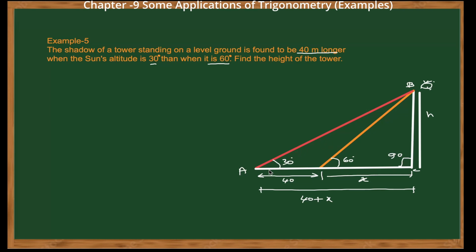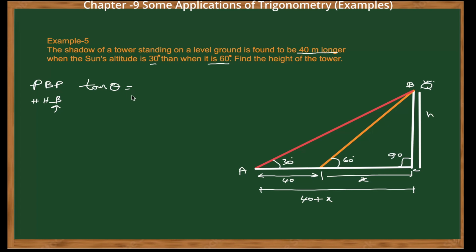Perpendicular by base is nothing but tan. So P, B, H: perpendicular with base, we can take this as tan. So tan theta. Let's take the 60 degree angle, any of the angles we can take. So let's take the 60 degree here.